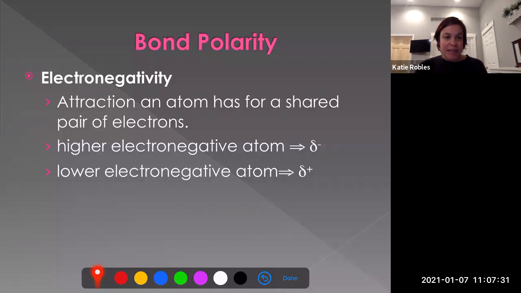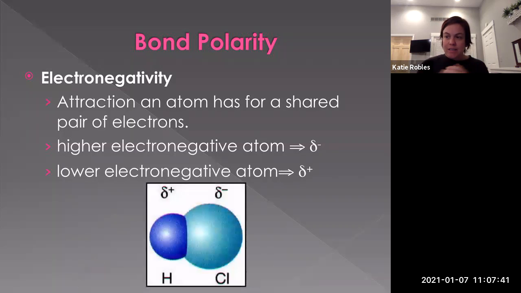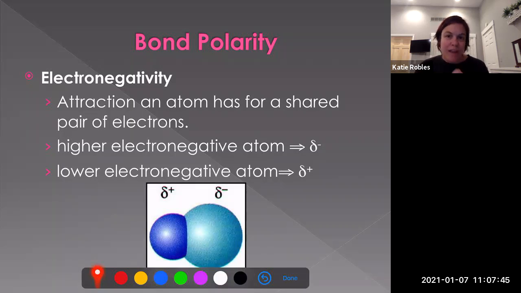So again, electronegativity by definition is just an attraction an atom has for a shared pair of electrons. If in the bond you have a more electronegative atom, it's going to become a little bit negative. Now this example has hydrogen on one side and chlorine on the other side. And the chlorine pulls the electrons towards it, so the chlorine becomes a little bit negative. It's stronger. It's a polar bear. The hydrogen doesn't have as much strength, so it becomes positive because it's losing those electrons, and electrons are negative. This is delta minus and delta plus. This just means a little bit negative and a little bit positive.